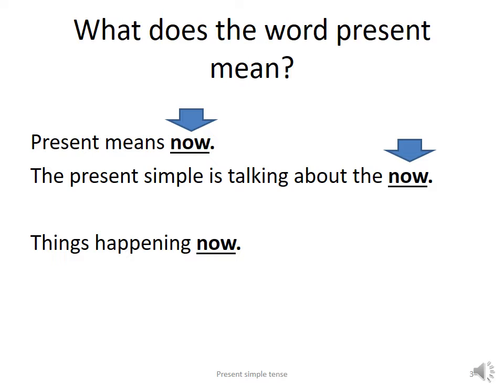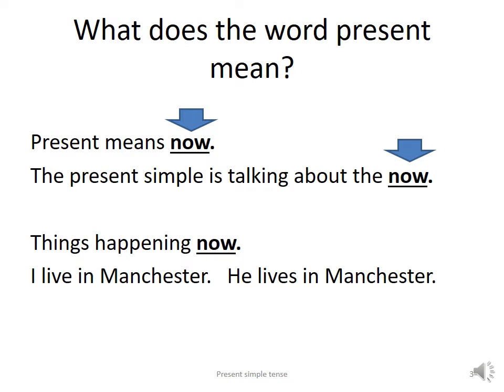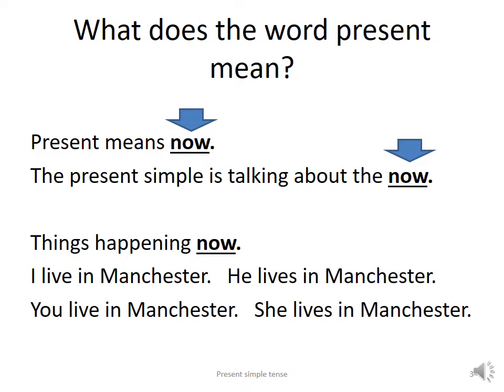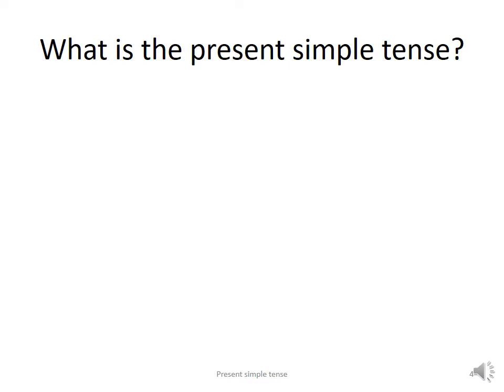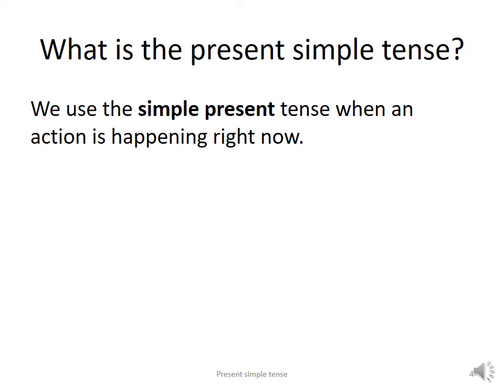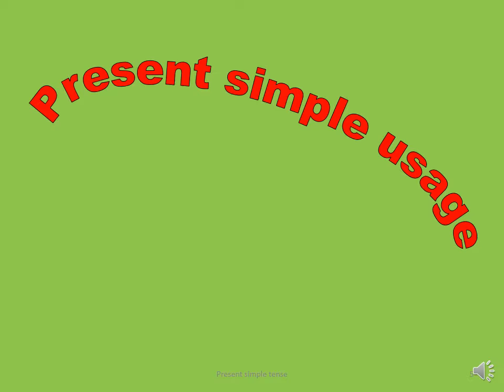things happening now. So, for example, I live in Manchester. He lives in Manchester. You live in Manchester. She lives in Manchester. We use the simple present tense when an action is happening right now. I work in London. I work in Manchester.